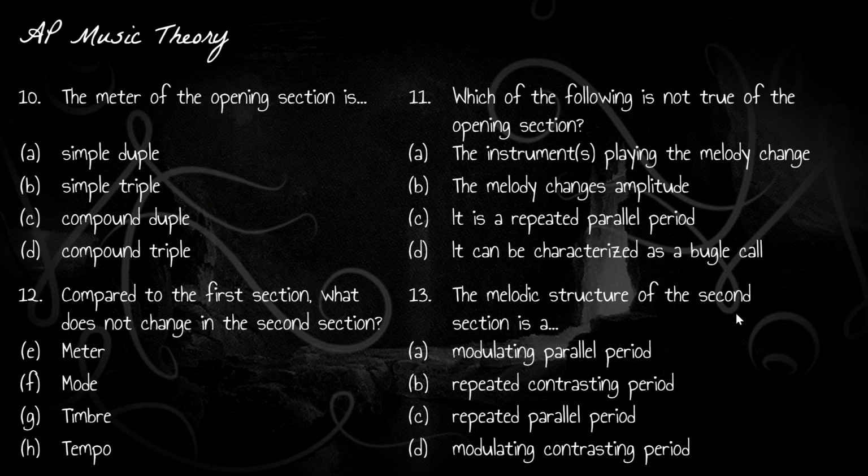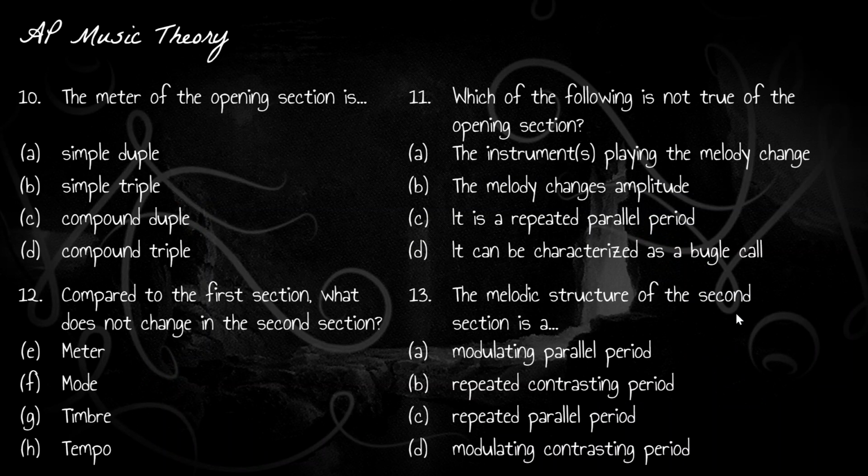Let's read through the questions together. Question 10. The meter of the opening section is A, simple duple, B, simple triple, C, compound duple, or D, compound triple. Question 11. Which of the following is not true of the opening section? A, the instruments playing the melody change, B, the melody changes amplitude, C, it is a repeated parallel period, or D, it can be characterized as a bugle call.